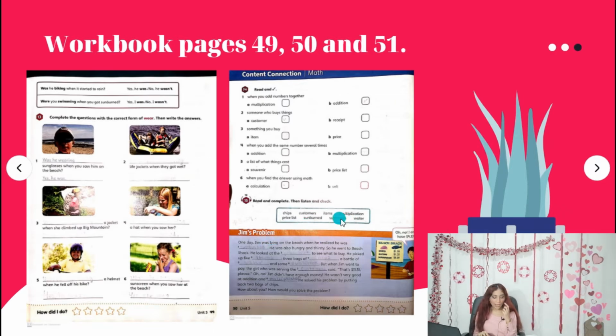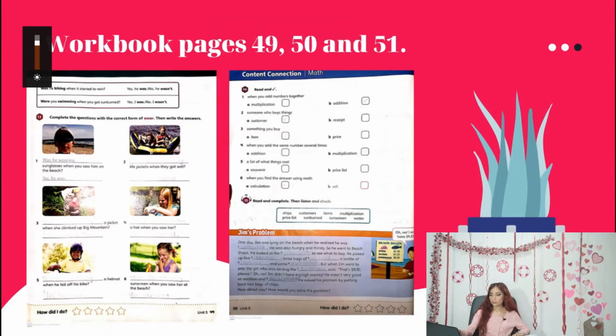Jim's problem. And here, look at the picture. Oh no, I only have $9.33. And then it says Beach Shack. Chips, $1.09. Water, $1.25. And sunscreen, $6.99. So we're going to listen to it, and you're going to complete using the words from this box.